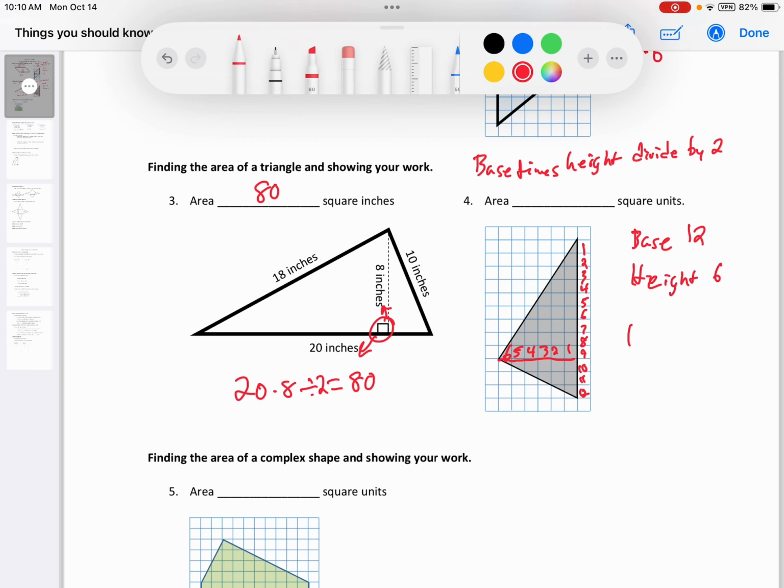And to find the area, I will do 12 times 6 divided by 2. 12 times 6 is 72. Divided by 2 is 36. Therefore, the area of this is 36 square units.